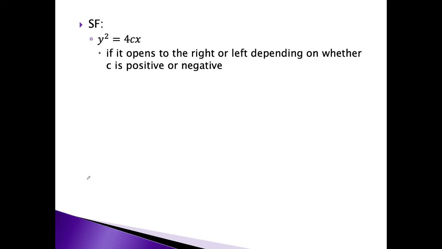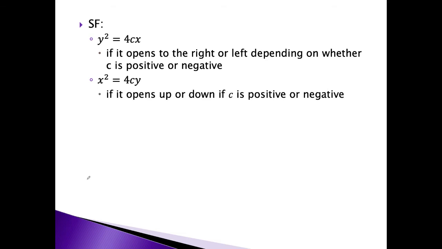Next, standard form. If I tell you that you have y squared equals 4cx, then that tells you that the parabola opens to the right or to the left depending on whether or not c is positive or negative. If c is positive, then it opens to the right. If c is negative, it opens to the left. If I tell you that x squared equals 4cy, then it opens up or down. If c is positive, it opens up. If c is negative, it opens down.